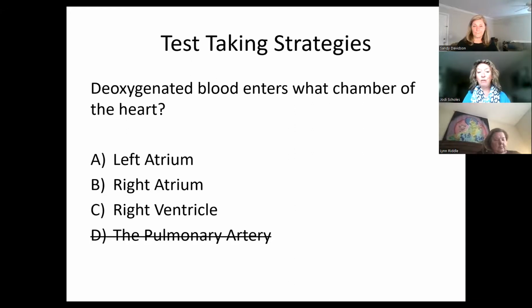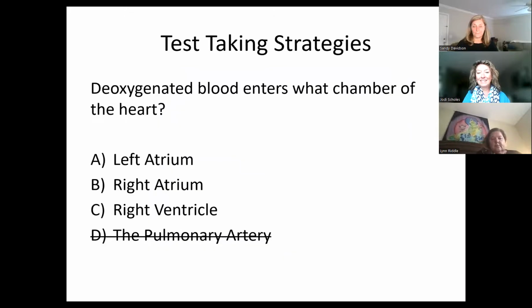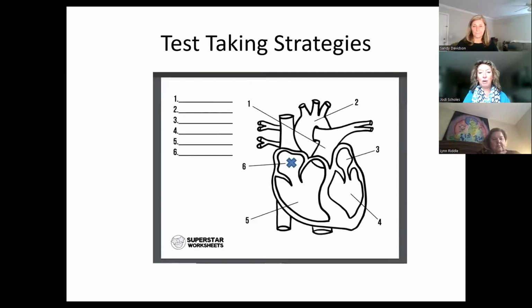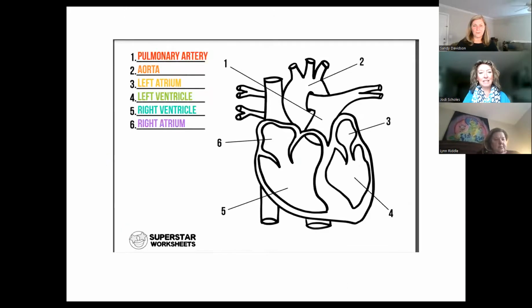Let's take a look. Okay, so we know we've got left atrium, right ventricle. This is where the heart, so where the blue X is where the blood enters. Do you know what chamber that is? All right, it's going to be the left atrium or right atrium, right? Because it's in the upper part. Let's take a look. It is not the left atrium. It is the right atrium.